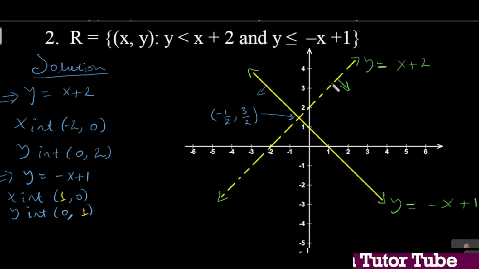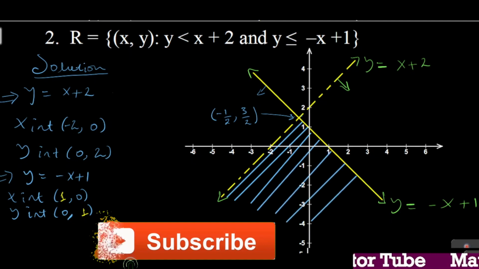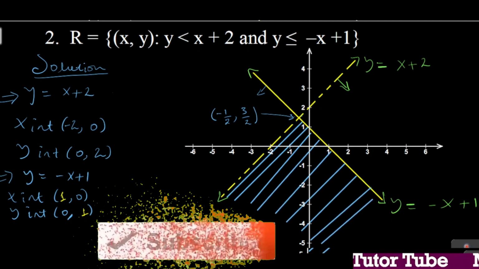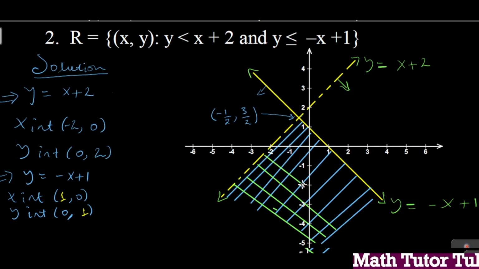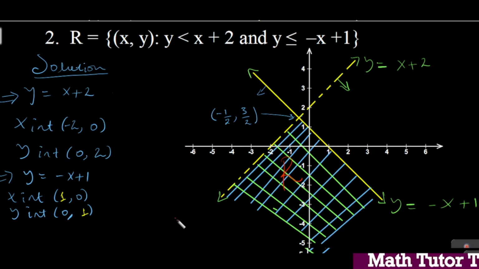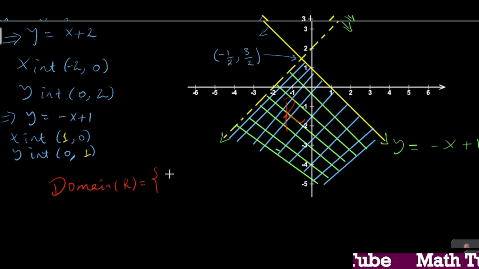Now let us shade it. This shaded region is the set of ordered pairs that satisfies our relations, or the graph of the relation. Now we can find the domain and the range of this relation. The domain of this relation is the set of x such that it uses both the positive and the negative x-axis. That's why the domain is the set of x such that x is an element of the real numbers.